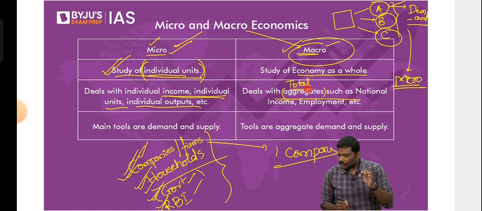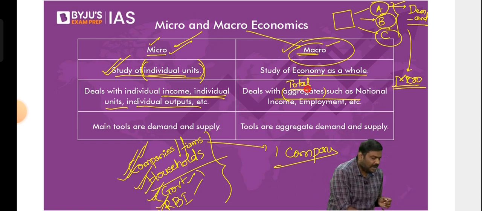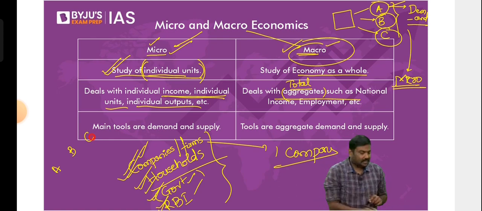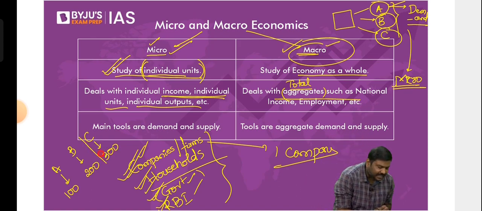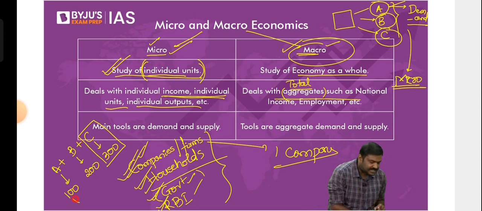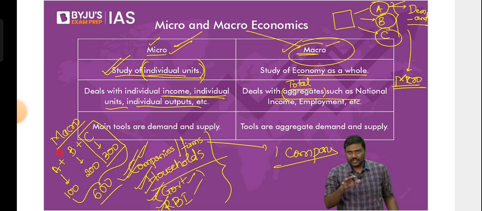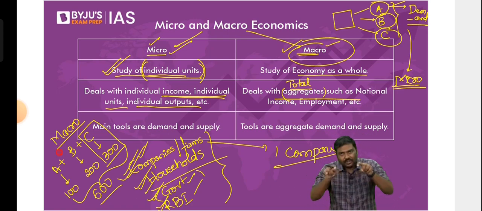Aggregate is simply nothing but total, the sum total of everything. Let me give a very simple example. Imagine there are 3 companies, A, B, and C. Company A manufactures 100 units, B manufactures 200 units, and C manufactures 300 units. If I study only company C, that becomes microeconomics. But if I study the production done by all the three companies, the sum total is 600 units. This becomes macroeconomics. Is the issue clear? Macro is always focused on sum totals in the economy, whereas micro is focused on individuals within the economy.